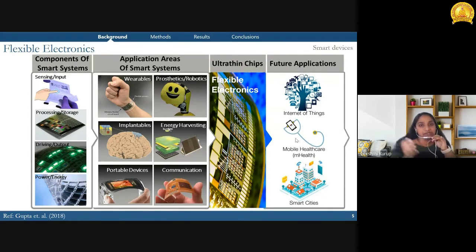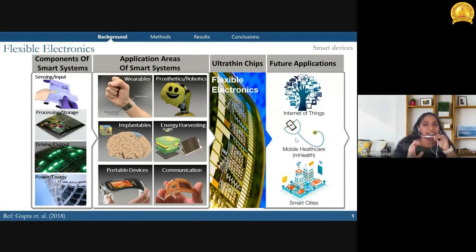Most of the applications of these smart systems come under the application areas of smart systems. That is, they can be used as wearable devices, either on the wrist or as e-skin. You might have heard about electronic skin, right? It can also be used in prosthetics or robotics, implants in the brain or breast, energy harvesting in terms of solar cells as well as batteries, portable devices such as the smart watches we wear, as well as communication applications such as antennas.